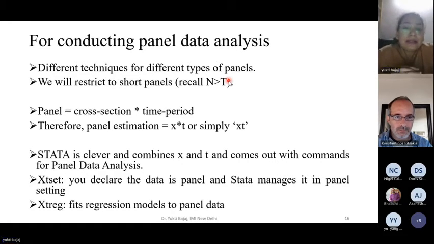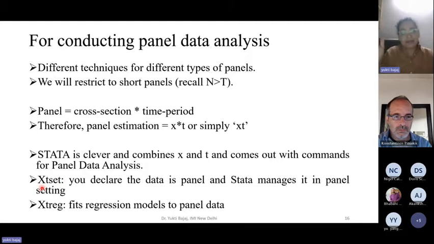All right, so panel estimation is XT, where X denotes the cross-section and T is the time period. Stata is very smart, so it took XT as the identifier for panel data analysis. So the sort of commands that Stata has for panel data analysis, one of them is xtset. So what is xtset?